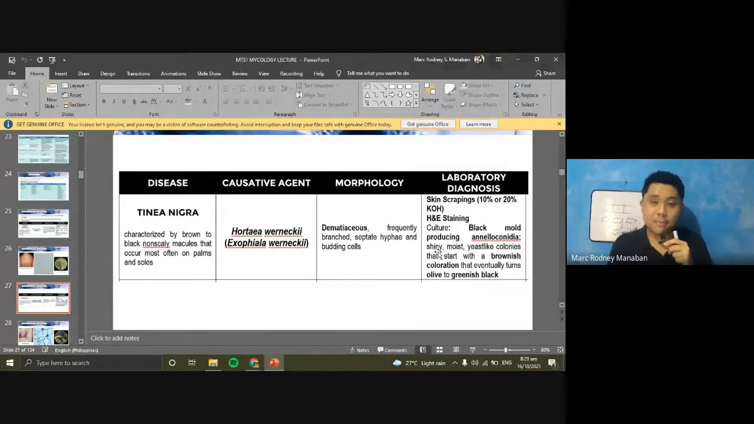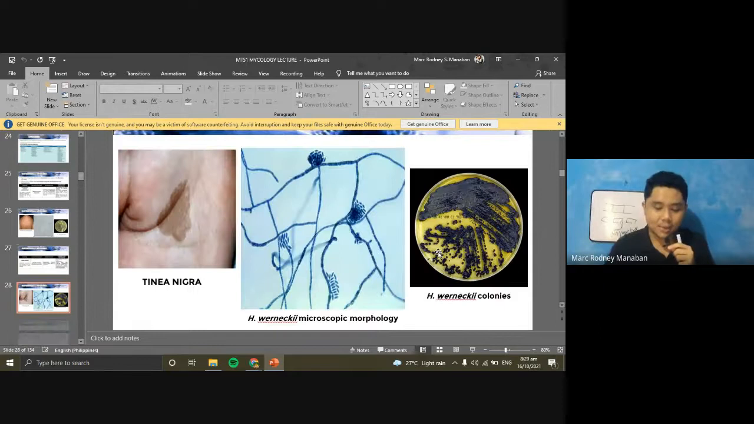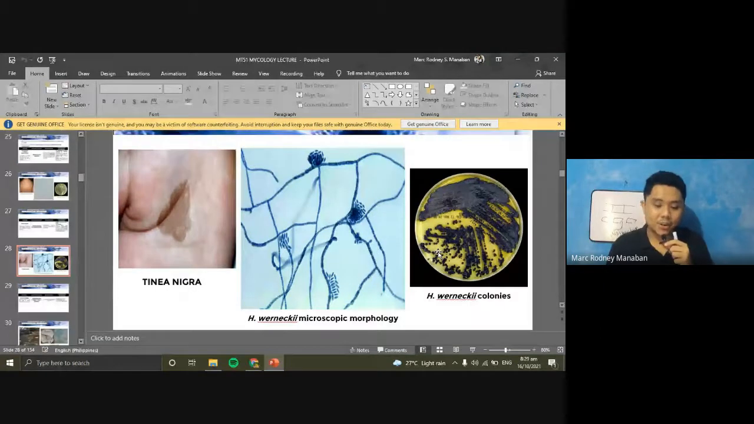In your culture, there could be black molds producing phialoconidia, all right? The colonies start with a brownish coloration and then become olive to greenish black in maturation, in old cultures. So here's an example: your Tinea nigra, again, as you can see, black, on the skin. And this is your morphology. Again, phialoconidia, and the colonies can be black in old culture.